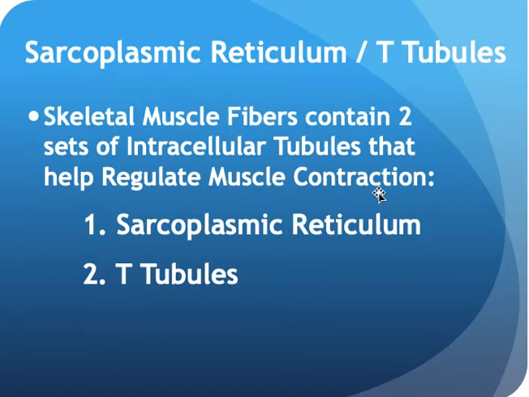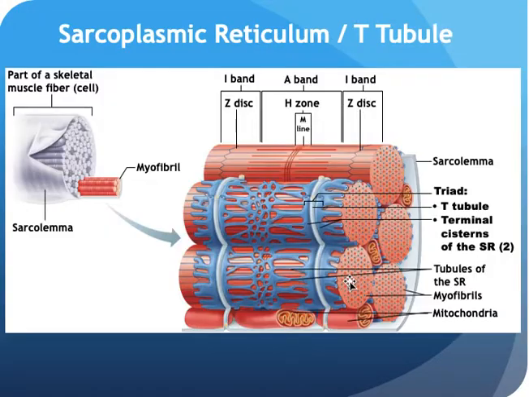So now we get to the next part, which is the sarcoplasmic reticulum and the T-tubules. Your skeletal muscle fibers are going to contain two sets of intracellular tubules that are going to help regulate muscular contraction. Okay, so I'm going to have this sarcoplasmic reticulum, we saw a picture a minute ago, and we're going to have these T-tubules.